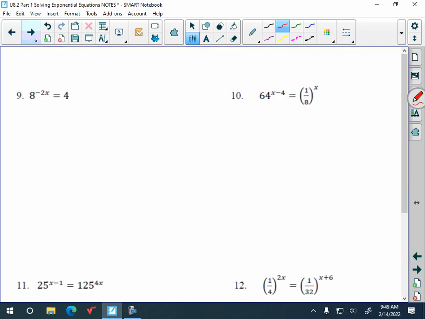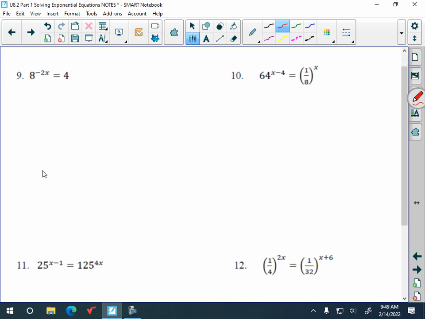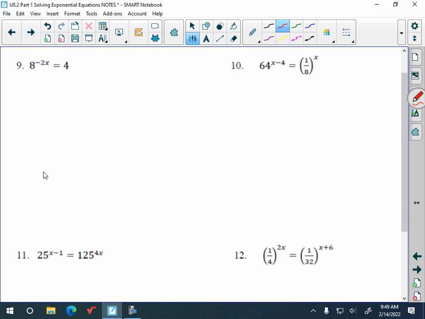All right, number 9. Let's say they're different bases, 8 and 4. So can we change 8 to a base 4? No, there isn't 4 to a power that's ever going to equal 8. So that means we have to change both of them, both bases, 8 and 4, to a smaller one. So that means we have to go smaller than 4. So we want to use base 2.